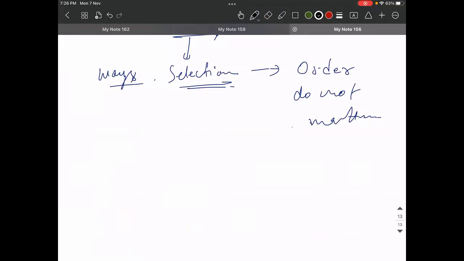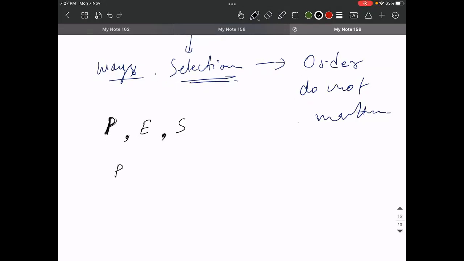Like you have 3 pens. Okay, 3 fruits, something, 3 colors. Okay, so let's say you have one pencil, one eraser, and one sharpener. If I just ask you to pick any two, that means select any two, then either you can pick a pencil and eraser, or an eraser and a sharpener, or a pencil and a sharpener, right?